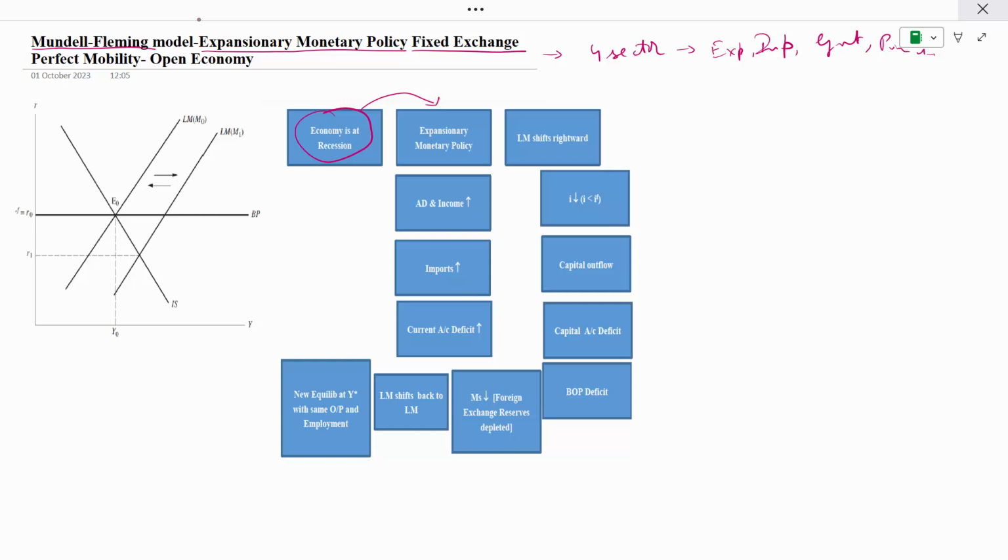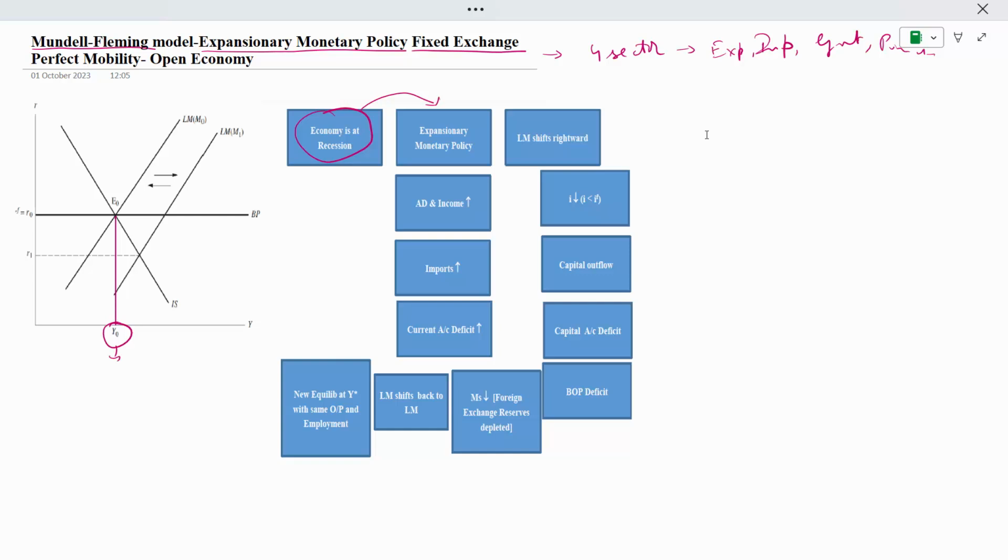So as shown in this IS-LM curve, initially we can see that this is basically the LM curve. Similarly, this is the IS curve, which is downward sloping. So here we have E naught as the initial equilibrium. In this E naught situation, we have Y naught as the total output, or let's say the national income of a country.